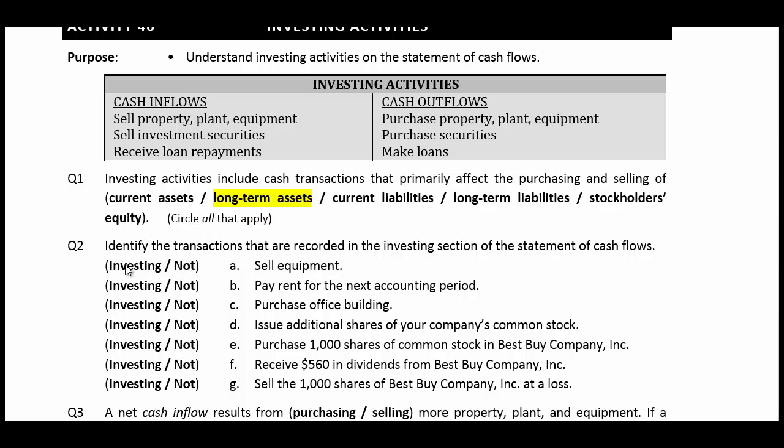Identify the transactions recorded. So sell equipment, is that investing? Yes. It sure is. Pay rent for the next accounting period. Not. What kind of cash flow would that be? Operating. You guys are on top of this. You know this. Purchase office building. Investing. Excellent. Issue additional shares of your company's stock. That's not investing. It's called financing.